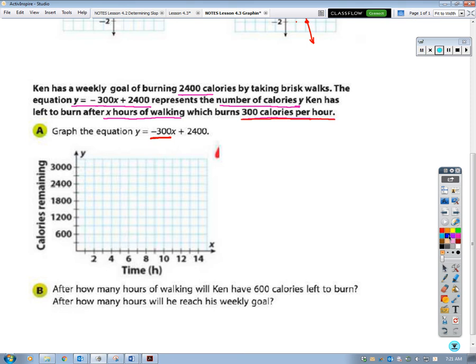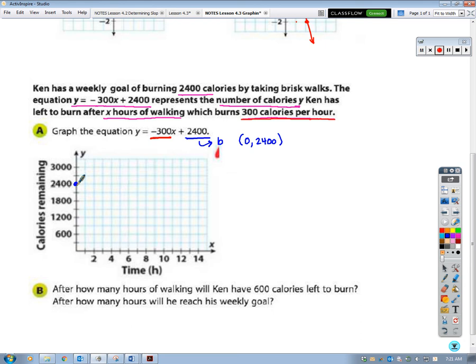Our starting point is he's got 2,400 calories that he wants to burn. He's going to burn that number of calories by burning 300 calories per hour walking. So y represents the number of calories, and he wants to know how many hours it's going to take him to burn all those calories if he's burning 300 calories per hour walking. So we're going to go ahead and graph that, and I'm going to take that y-intercept here. This is our y-intercept. This is our b. So this is 0 and 2,400 is our starting point, which is right here.